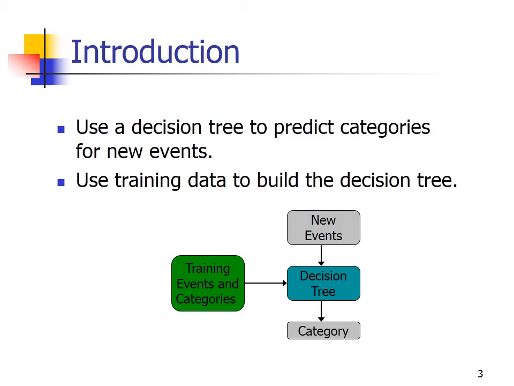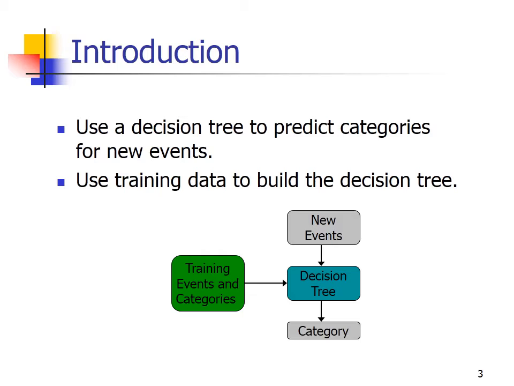Use a decision tree to predict categories or classification for new events. As you can see in the diagram, use training data to build the decision tree. Training events and new events are the inputs, and category is the output.